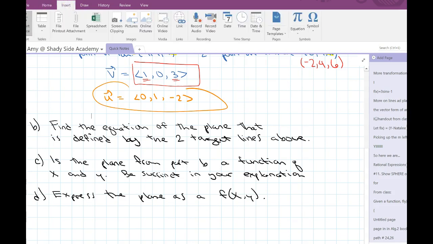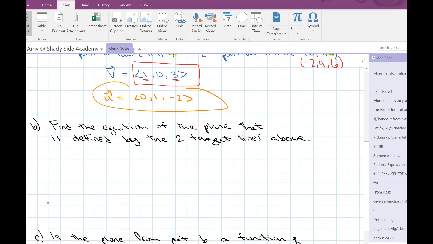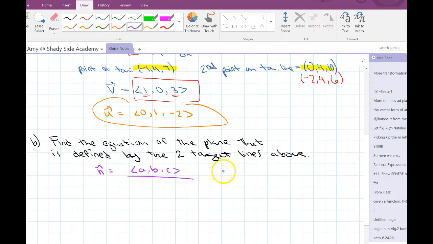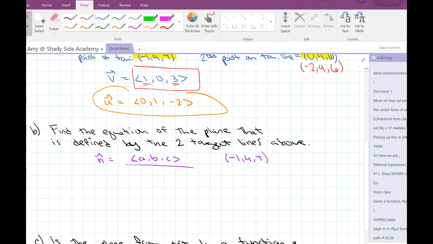When you find the cross of v and u, you're going to call that vector n. Vector n equals something. Let's put over here, vector n is some point a, b, c. And then when you find the equation of the tangent plane, what do you need? You need n, and you need a point on the plane. Well, what's the point on the plane? The point on the plane is -1, 4, 7. It's the point of tangency. So when you find the equation of the plane, it's going to be a times x plus 1, plus b times y minus 4, plus c times z minus 7, equals 0. You will have found a, b, and c.